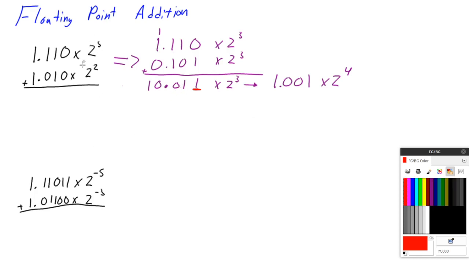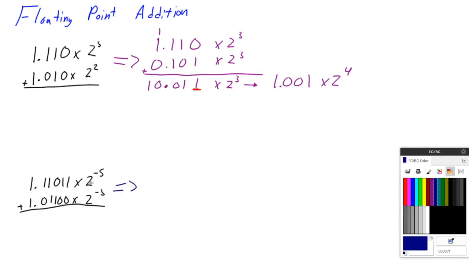And it doesn't have to be big numbers, right? We can also do very small fractional numbers. We can have negative exponents. So the way this problem works is the same though, right? First we want to figure out which exponent is smaller so we can shift it. And remember, if it's negative, that means this -5 is smaller than this -3. So that means we need to shift it.